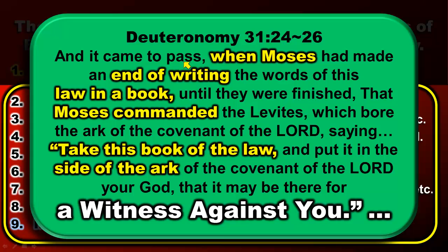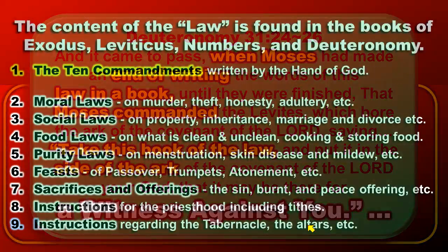It says, "And when it came to pass, when Moses had made an end of writing the words of his law in a book, until they were finished, that Moses commanded the Levites, which bore the ark of the covenant of the Lord, saying, Take this book of the law and put it in the side of the ark of the covenant of the Lord your God, that it may be there for a witness against you." So this was put outside the ark.